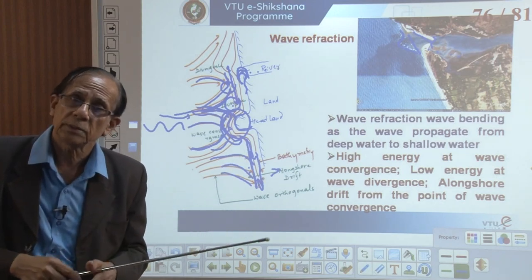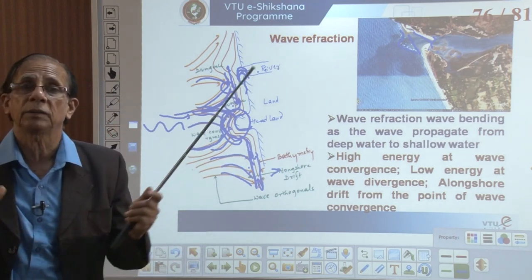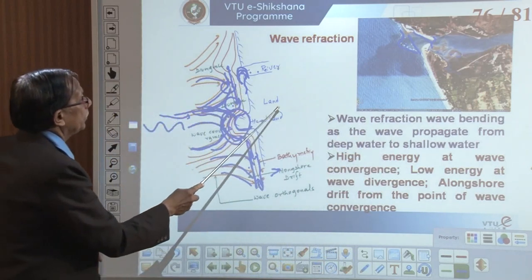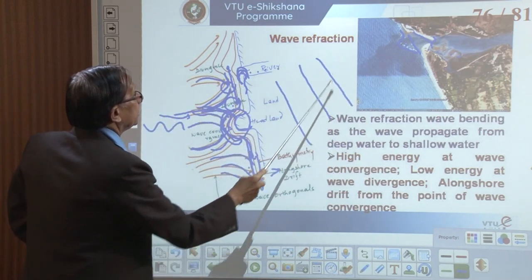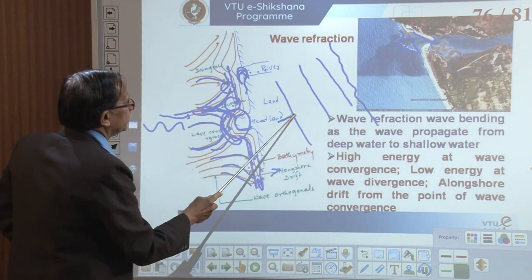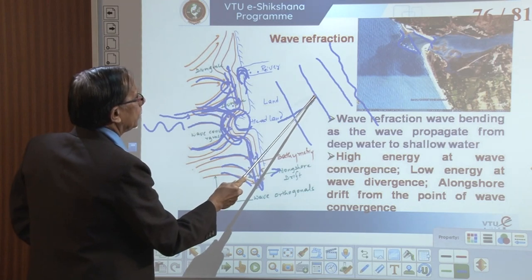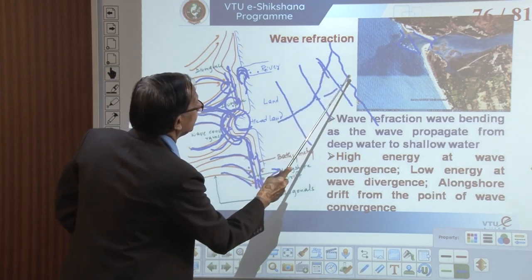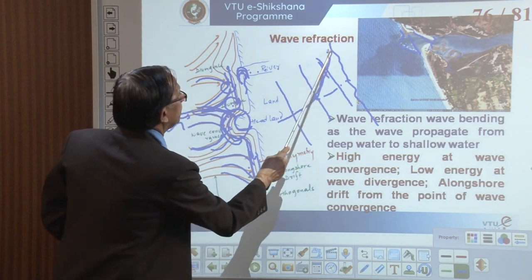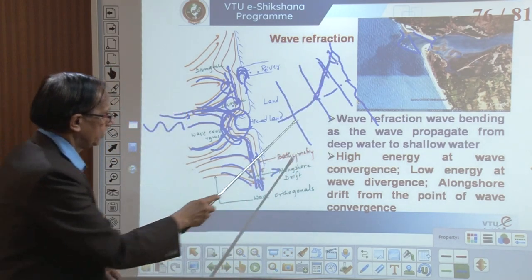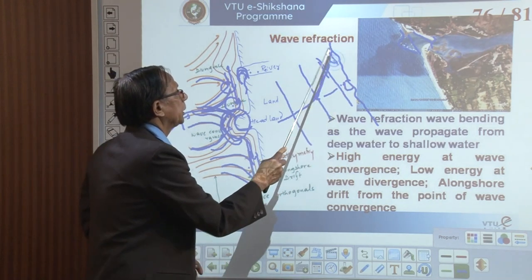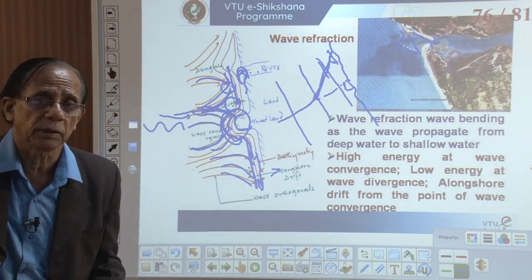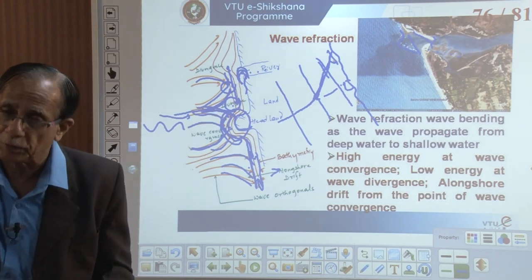Now, wave convergence, wave divergence and alongshore drift are the result of specific wave refraction. What is refraction? It is wave bending. If this is the bathymetry and this is the shoreline, the waves coming from this deep water depth undergo refraction on reaching this. They should have reached the shoreline like this, but due to a change in their direction, they reach the coast at an angle. They should have reached perpendicular, but they reach the coast at an angle. This process is called wave refraction: bending, or deviation in the direction of wave propagation from deep water to shallow water.